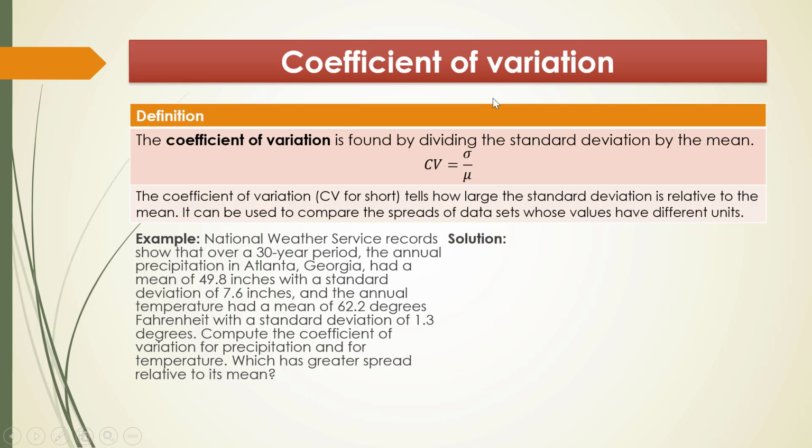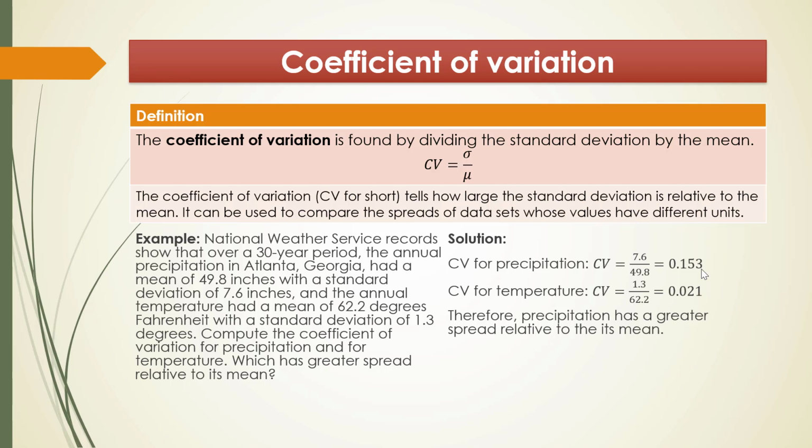So we find the CV for precipitation. CV is sigma over mu, so it's 7.6 over 49.8, and we get 0.153. Same for temperature, CV is 1.3 over 62.2, and we get 0.021. And here we see that the precipitation has a greater spread relative to its mean.